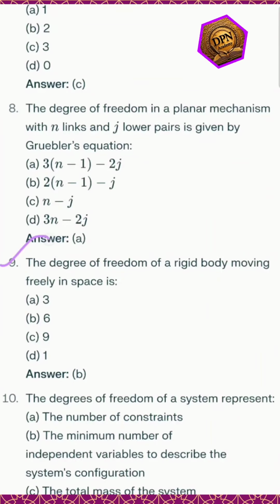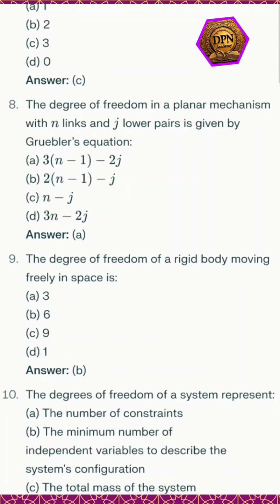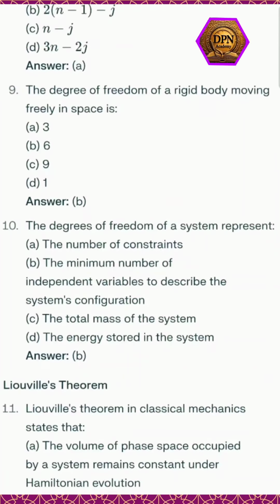Question number 9. The degree of freedom of a rigid body moving freely in space is 6. Question number 10. The degree of freedom of a system represents, the correct option B, the minimum number of independent variables needed to describe the system configuration.